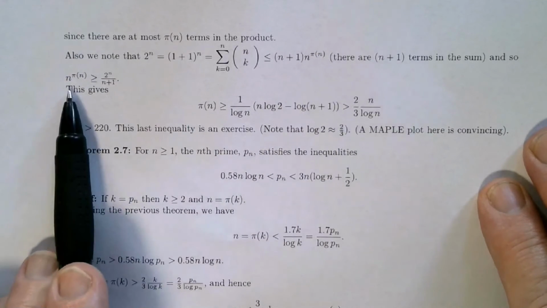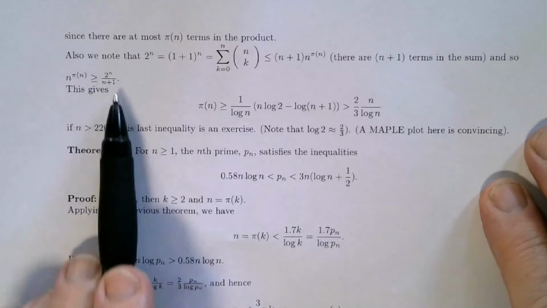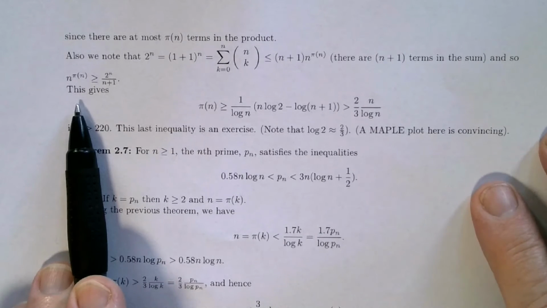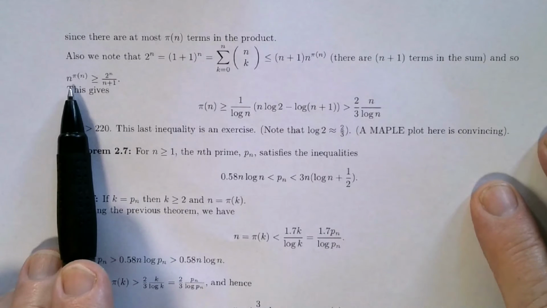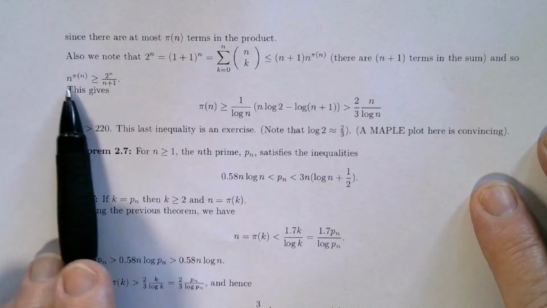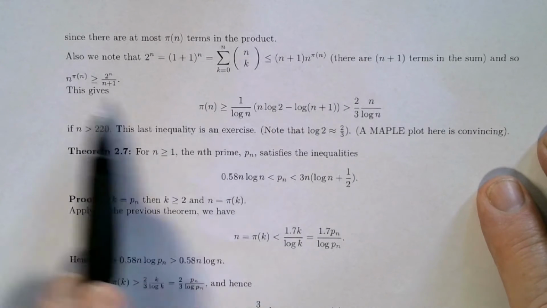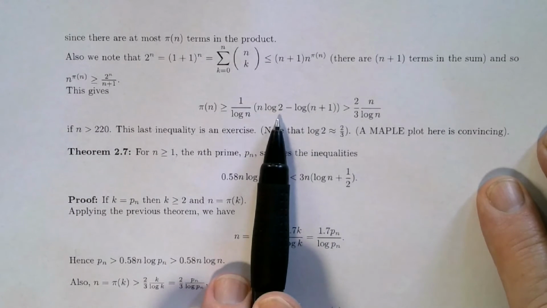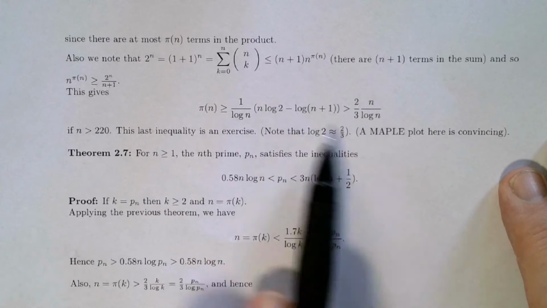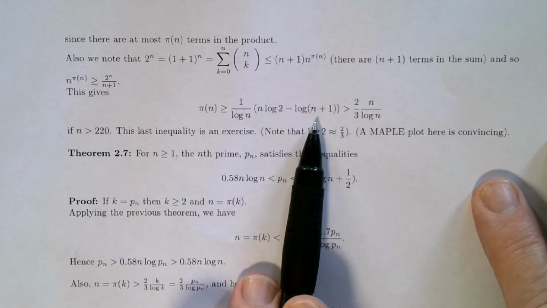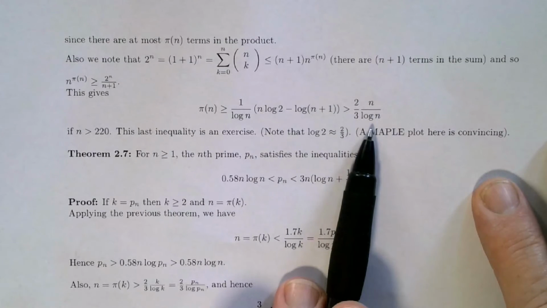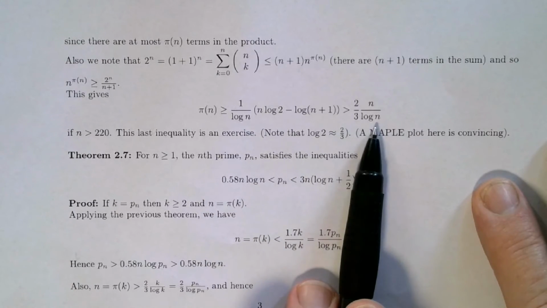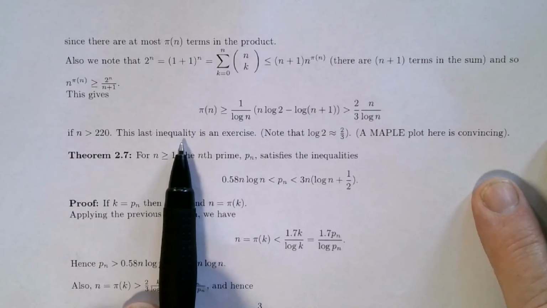And so we can now rearrange that and write n to the pi of n is bigger or equal to 2 to the n on n plus 1. Finally then, as usual, taking logarithms, I take logs to the base n, and then change to base e. And so I'm going to get pi of n is bigger or equal to the log of this to the base n, changed to logs to the base e. And this expression here, I claim, is bigger than 2/3 n on log n, provided n is bigger than 220. So again, proving that this is bigger than that is just an exercise.